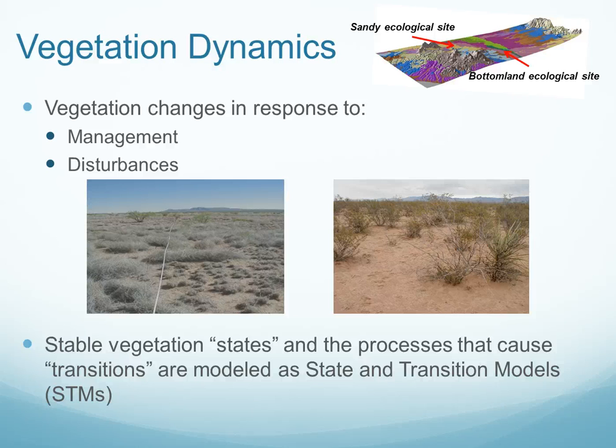We can identify stable states of vegetation on sites. What we see here for a loamy site are two stable states, a grassland state and a shrubland state, that are possible on this loamy site. There are certain processes that can be management driven or disturbance driven or that occur over time that are responsible for the transition from one state to another. And so we use state and transition models to describe the vegetation dynamics for ecological sites.